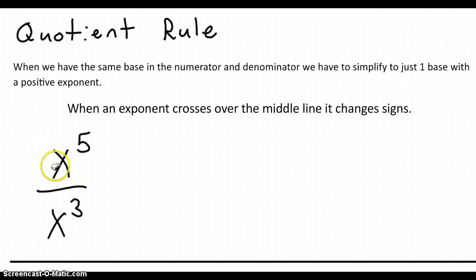All right, so when an exponent crosses over the middle line, it changes signs, right? That's about the negative exponent rule, right? When we take the reciprocal, it switches spots in the fraction and changes signs. So here's how it works with the quotient rule.